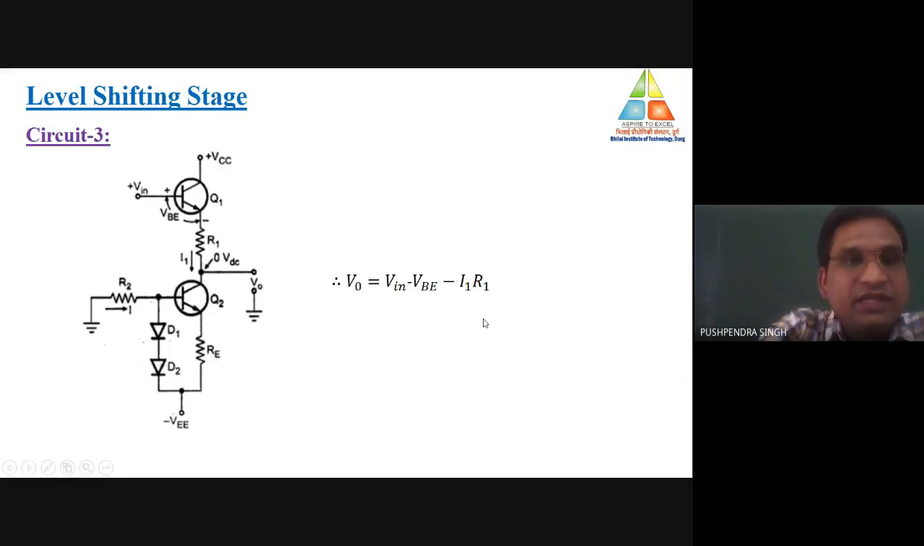So we are using the constant current source here for shifting the level of the DC voltage.